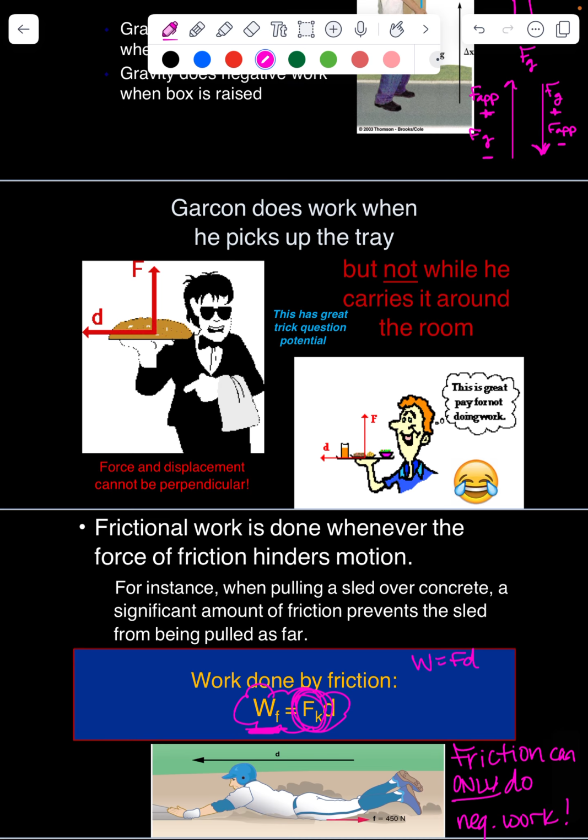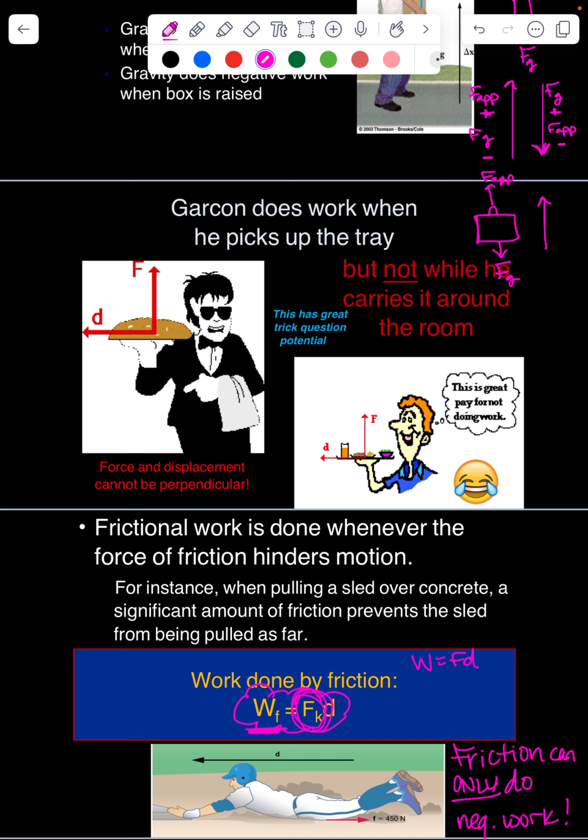What I want you to think about, imagine this in your head. Say that you have an old-timey suitcase and you're in the airport. Whenever you pick up that suitcase, there's my suitcase, you have your applied force going up and you have your gravitational force pulling it back down. Whenever you pick it up, we just talked about this, your applied force is doing positive work while gravity is doing negative work.